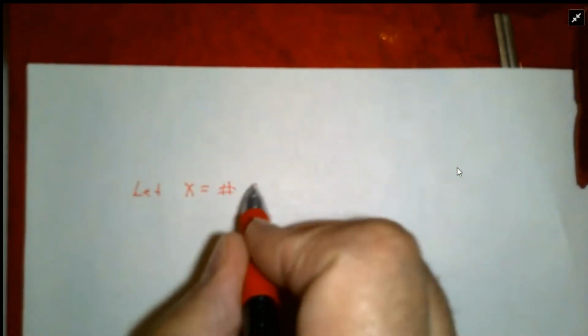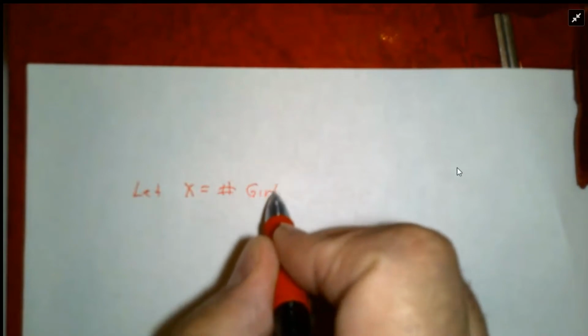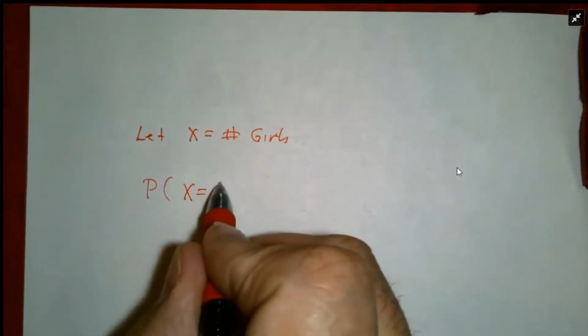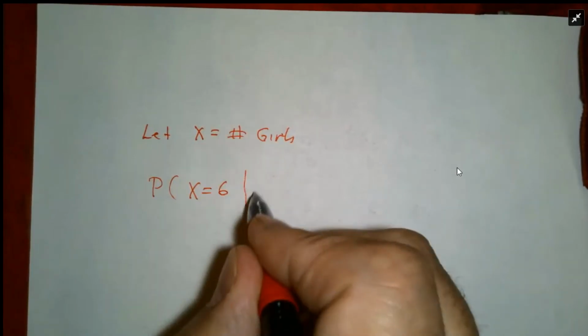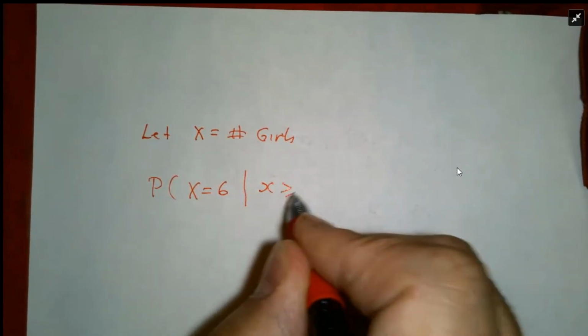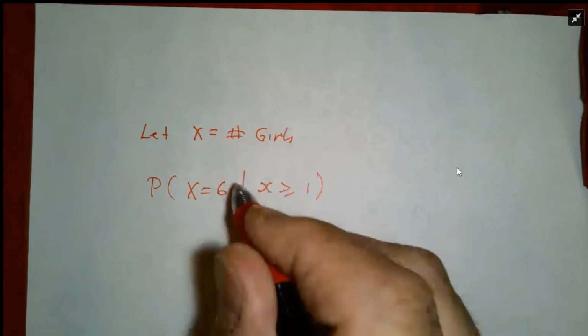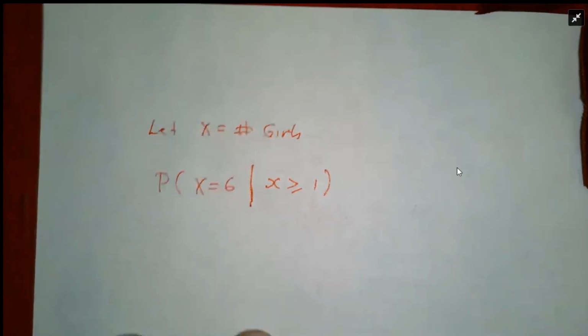Okay. So this is a conditional probability problem. Say we let X equal the number of girls, and we want the probability that X equals 6, given that we know that X is greater than or equal to 1. So that's, again, conditional probability.